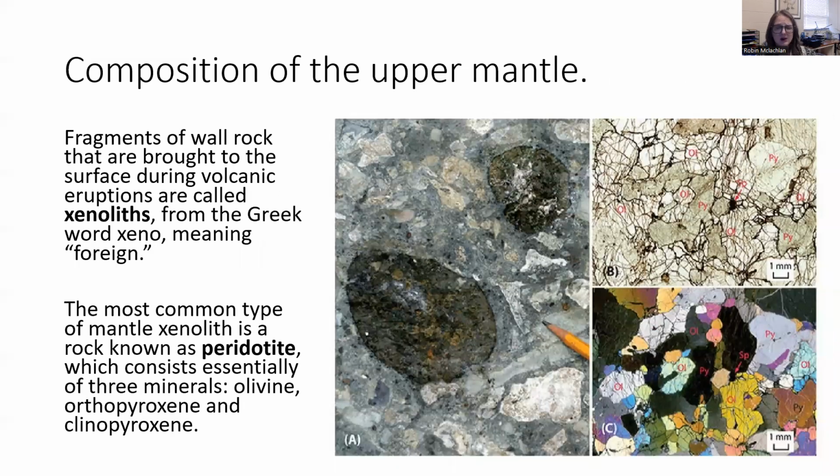Now, how do we know what rock is like down in the mantle if we can't get there? It's physically impossible for us to send humans down there or sensors down there or dig a hole that deep. It just gets too hot. So we can't actually physically go there. How do we know what rock is down there? Well, we have to wait for that rock to come to us.